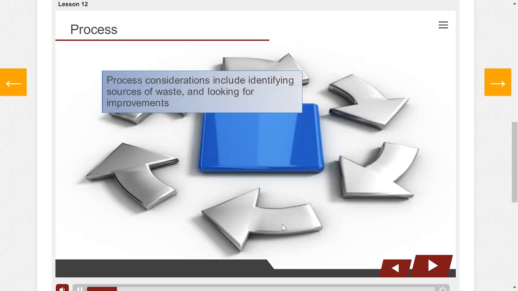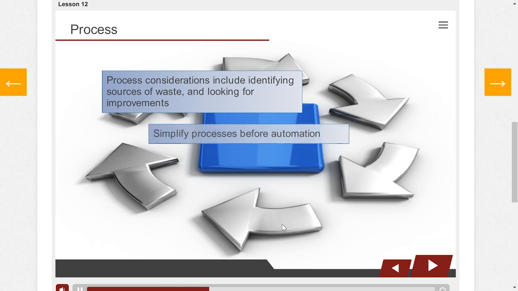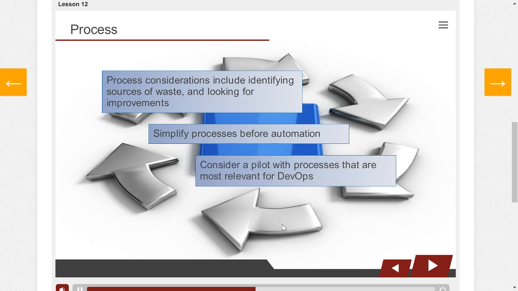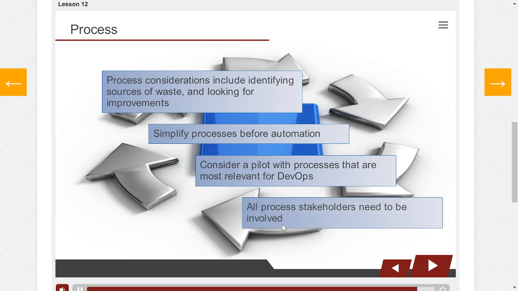Process considerations include identifying sources of waste and looking for improvements through communication, collaboration, and automation. Remember, we have to simplify processes before we automate. It's a good idea to have a pilot with 1 or 2 processes that are most relevant for DevOps. For example, change management and release and deployment management. Improvements in these processes will have the greatest impact. All process stakeholders need to be involved.